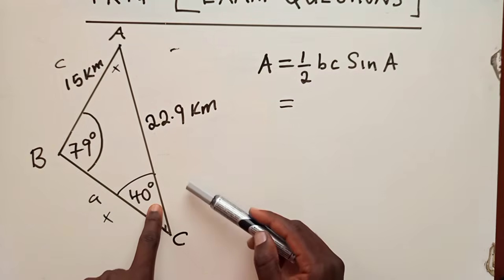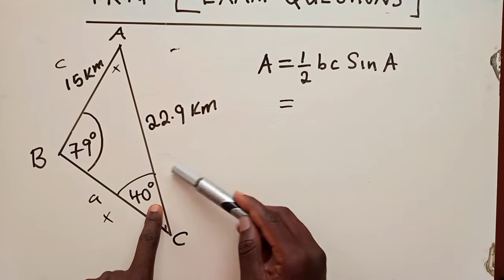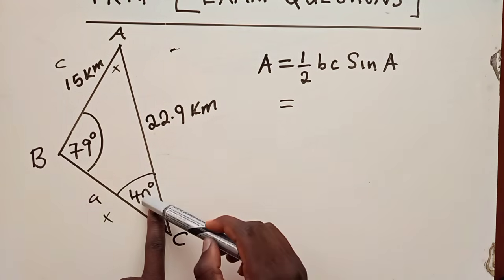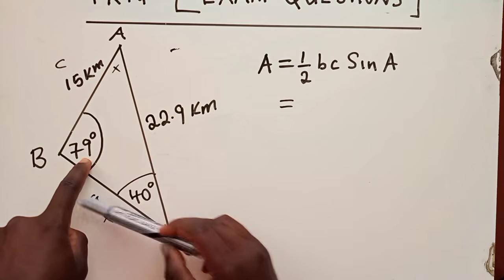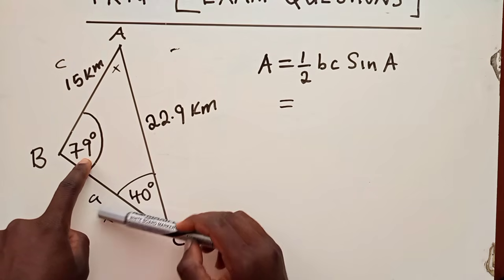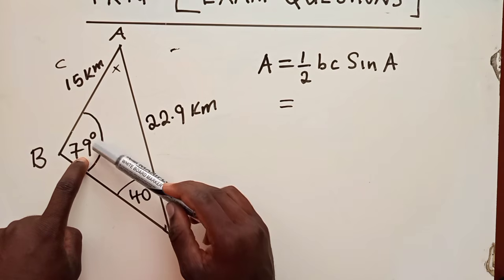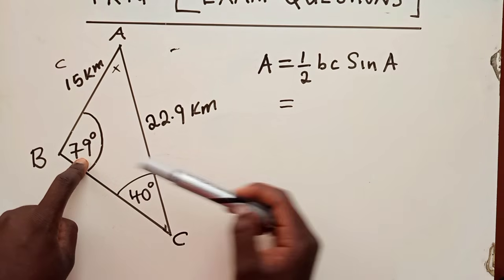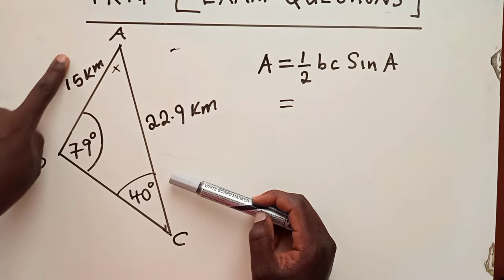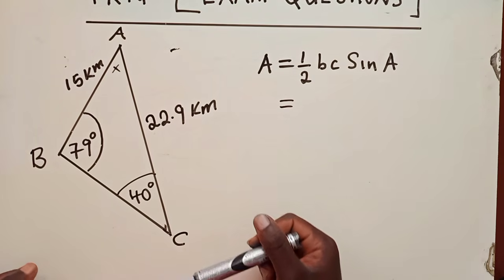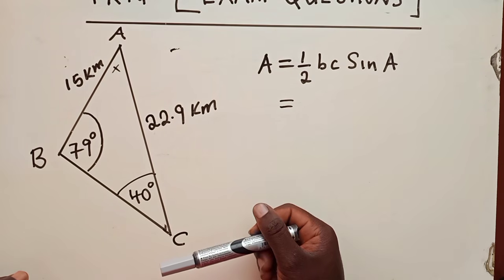This angle is not included. Why? Because we only have this side, we don't have the other side. So it means this angle is not included. We only have one side, we don't have the other side. So now to find the area, we must use the angle that is included.